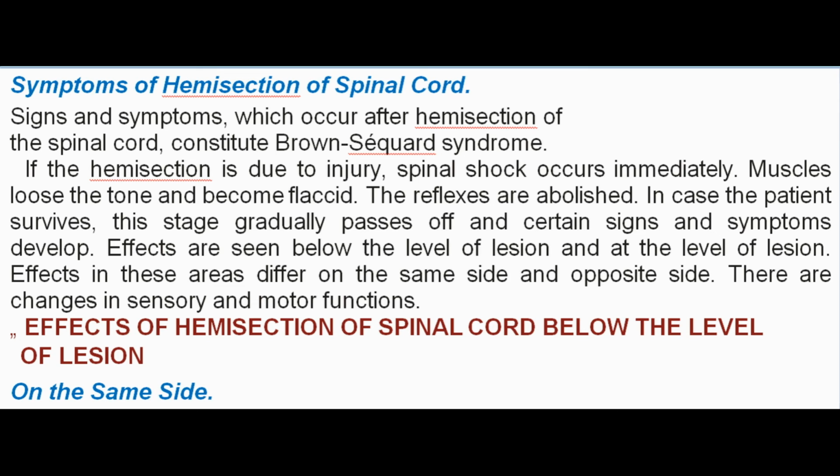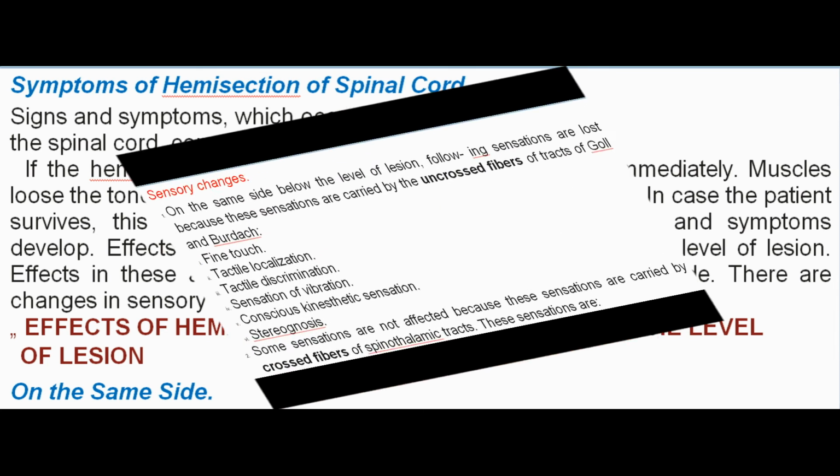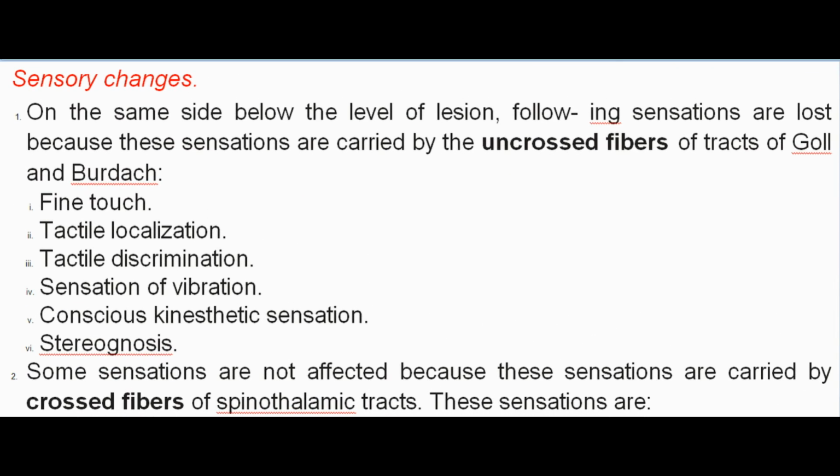Effects of hemisection of spinal cord below the level of lesion on the same side. Sensory changes. On the same side below the level of lesion, the following sensations are lost because these sensations are carried by the uncrossed fibers of tracts of Goll and Burdach: fine touch.